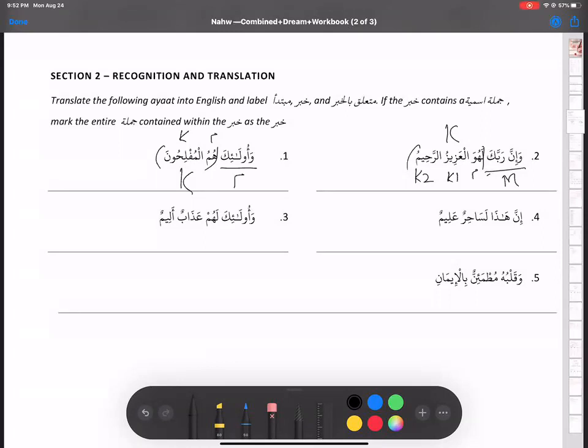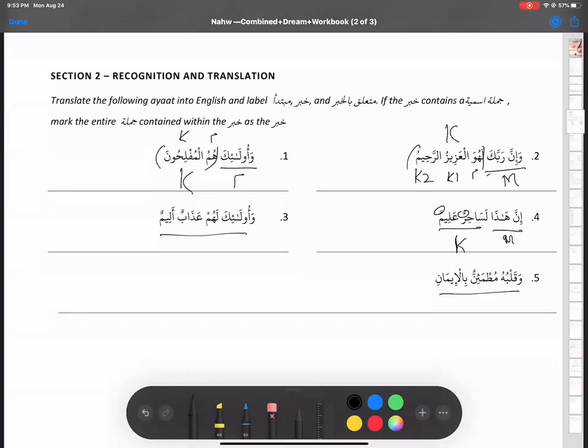Now inna haza la sahirun alim. Inna hadha is mubtada. La sahirun alim, sahirun is khabar. And this is lamu tawqid, and sahirun and alimun is our mawsuf sifa, right? That was the easy one. Okay, we already did the same example above.